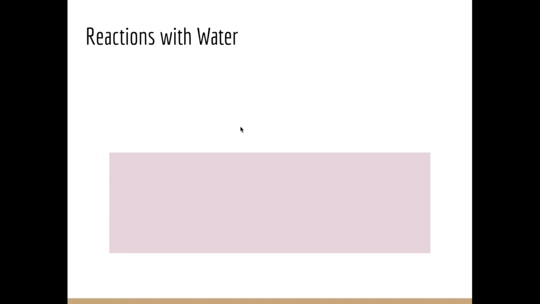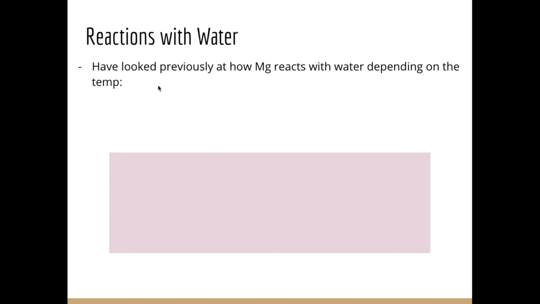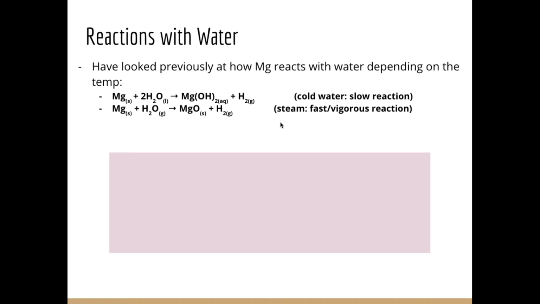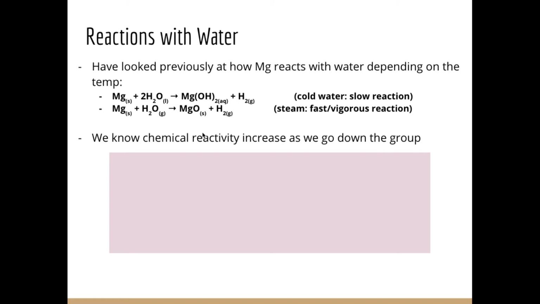So let's kick off by looking at some reactions with water. We looked previously at how magnesium reacts with water depending on the temperature, where if we have cold water, we'll have a slow reaction where we have magnesium hydroxide being formed and hydrogen gas effervesced. If we have a higher temperature where we have the water in the gaseous form, so we have steam essentially, it's going to be a much faster and a much more vigorous reaction when we form magnesium oxide as opposed to the hydroxide, and we still effervesce hydrogen gas in both instances.